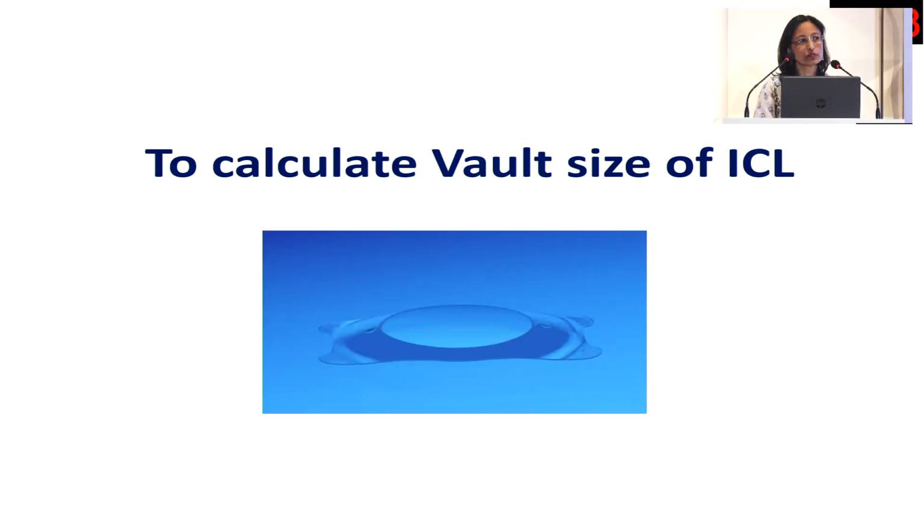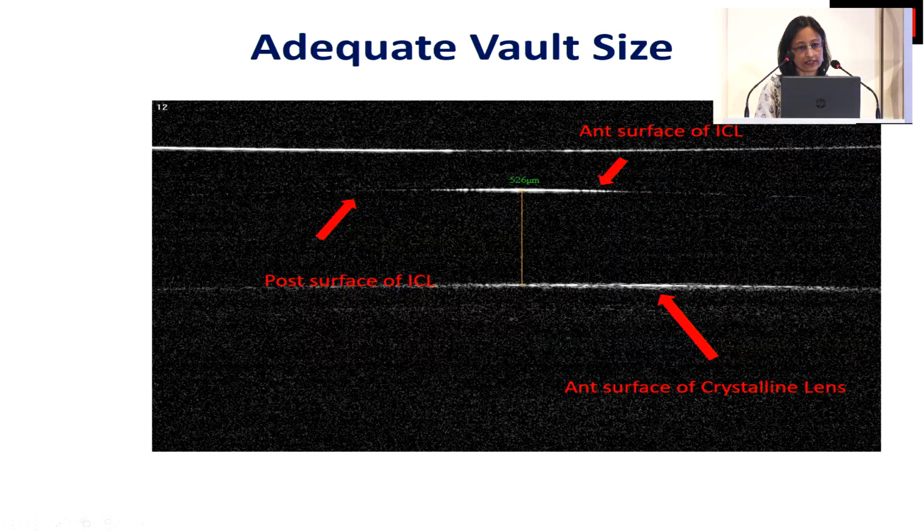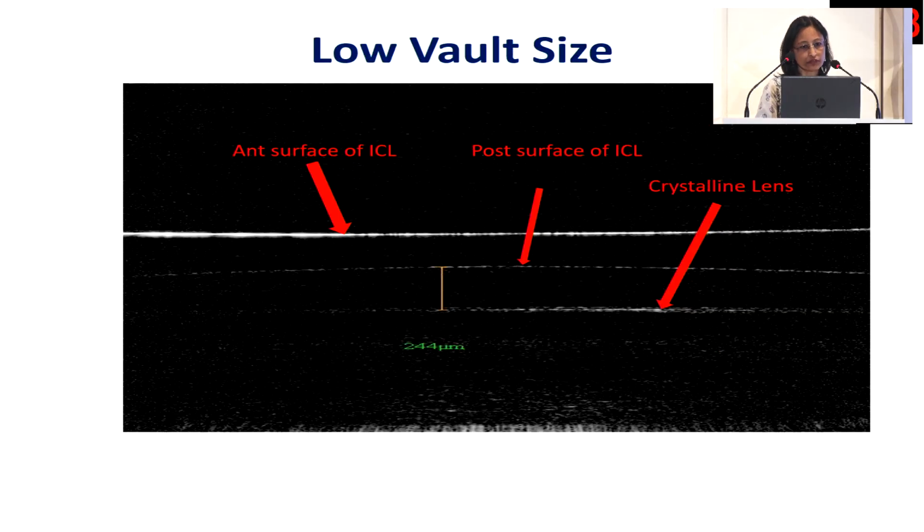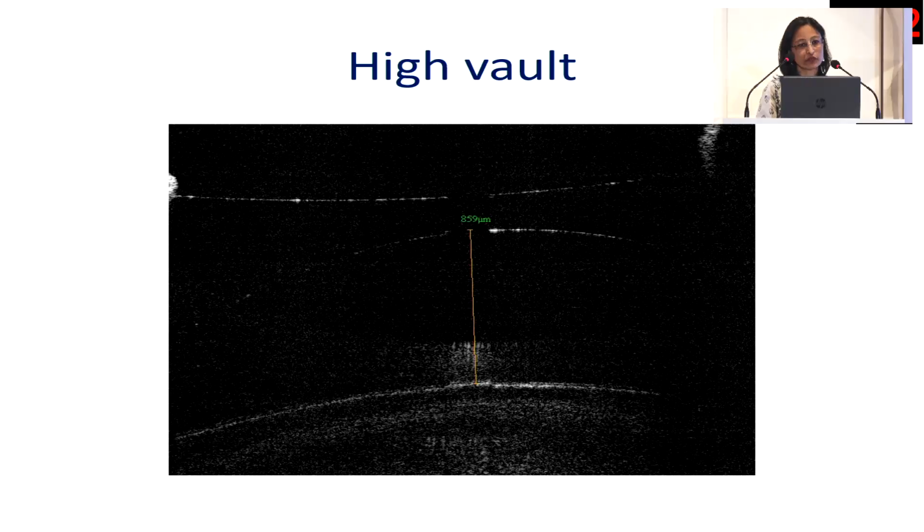We implanted a 3-piece lens inside the sulcus. Another application is to measure the vault size of the ICL. The vault size of the ICL is the distance between the posterior surface of the ICL and the anterior surface of the crystalline lens. The ideal vault size is somewhere around 250 to 750 microns. But if you see a very low vault like this, that predisposes the patient to cataract. And if the vault size is very high, then the patient is predisposed to pupillary block glaucoma and pigment dispersion.